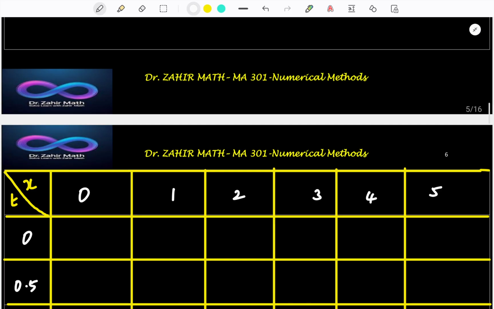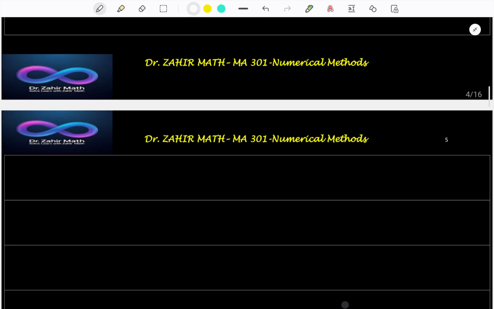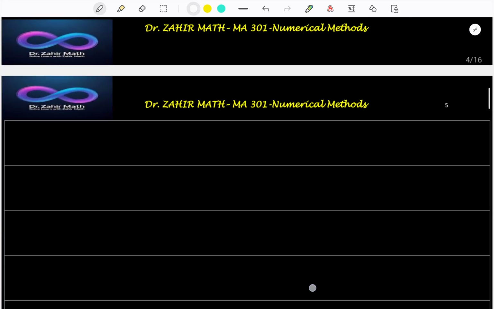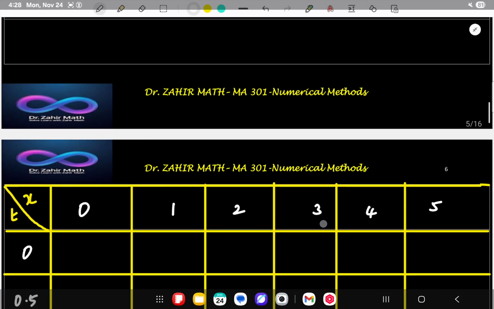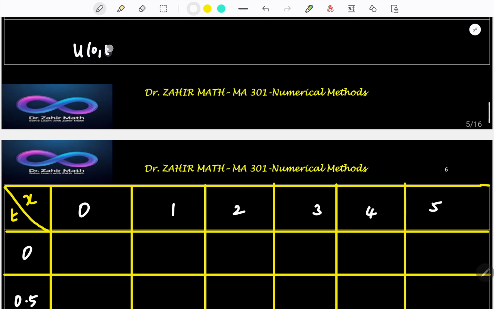Let me write the boundary conditions again. What is the first boundary condition? The first boundary condition is u of 0 comma t is 0, and u of 5 comma t is 0. Look here: u of 0 comma t is 0 and u of 5 comma t is equal to 0. At x is equal to 0, temperature is 0. At x is equal to 5, temperature is 0.